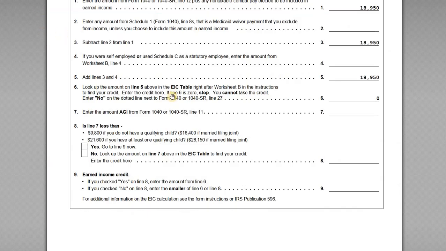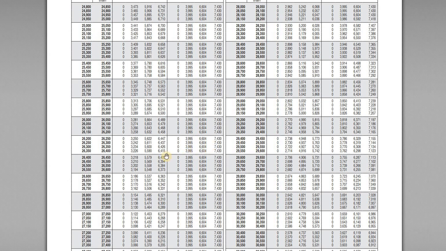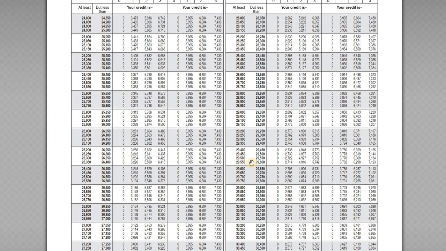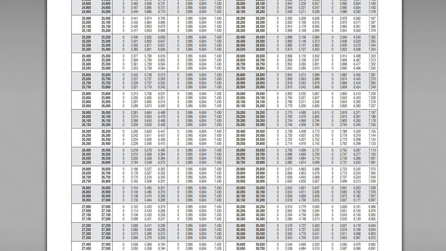So AGI of $29,508. If we went back to the worksheet here, let's find that amount. $29,500 to $29,550 is the range. So $29,508 would put him at $2,722 with one qualifying child for that EIC amount.